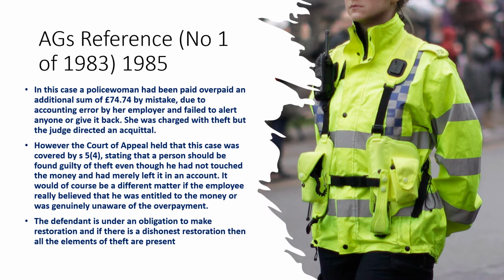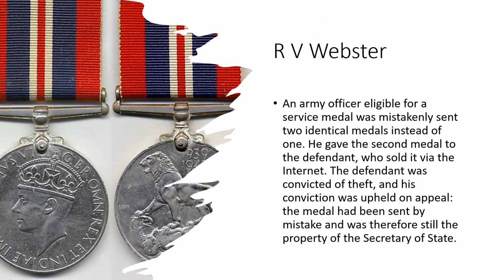It would of course be a different matter if the employee really believed that they were entitled to the money or was genuinely unaware of the overpayment. But she was aware of it, and so had an obligation to make restoration. And if there's a dishonest failure to restore, then all of the elements of theft are present. So receiving money can be theft if it's an overpayment, or indeed it can be if you get any other item by mistake, as in Webster.